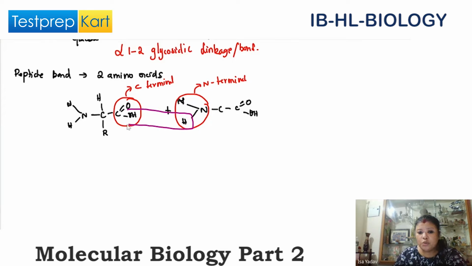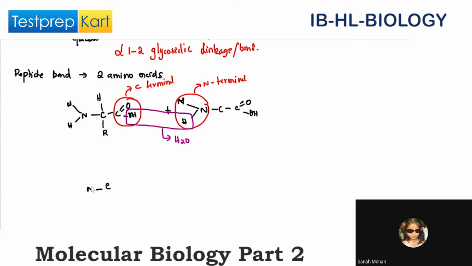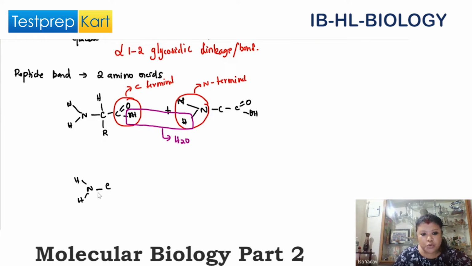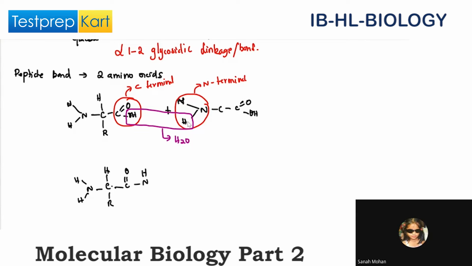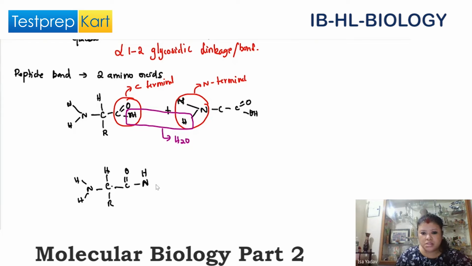So this water molecule is eliminated. This water molecule is eliminated. After the elimination of the water molecule, this is what we will get. N or NH2, you can write, no problem. H, R, C double bond O, N, H, because we have removed one water molecule, right? Yes, we have removed one water molecule.